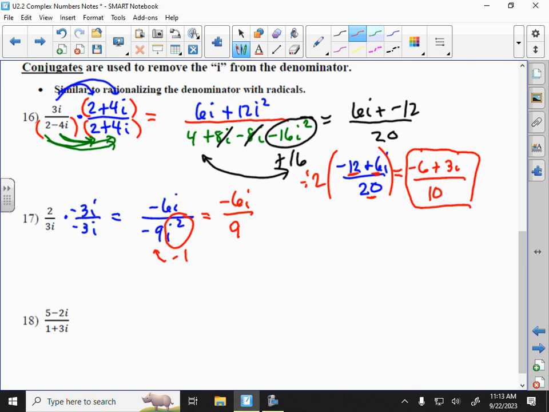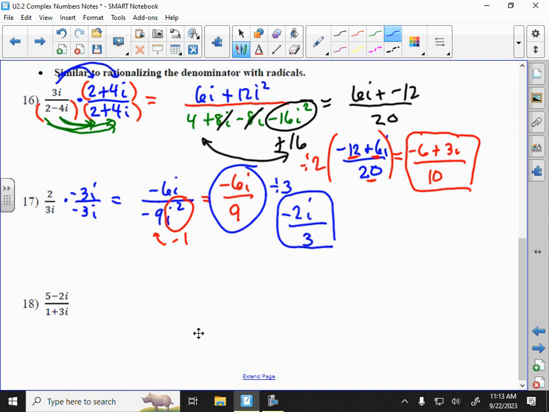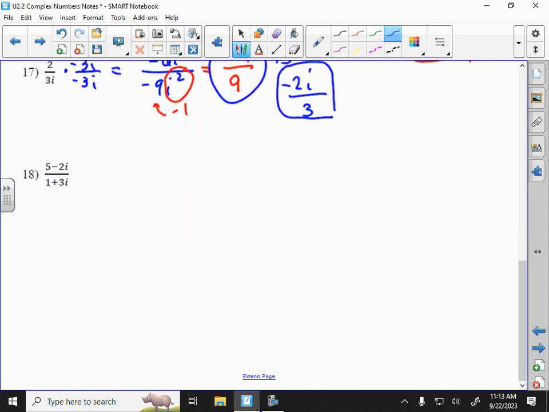All right, here, I just have a single term on top and bottom, and I can divide them all by 3. So then I get negative 2i over 3. All right, and let's do one more, 18. We're going to multiply by the conjugate, which is 1 minus 3i. We can do that to the top also. And we're going to put all this in parentheses, and we're going to double distribute this out.